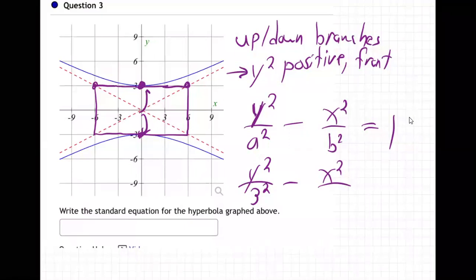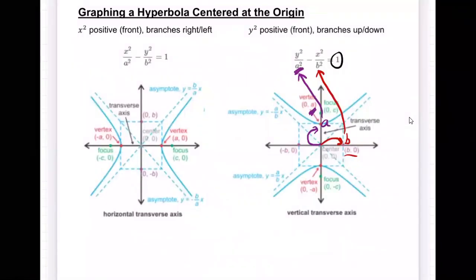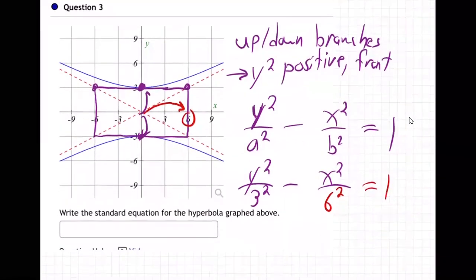Okay, well, why is that so important? Because then we can find our x. Remember? How far to the right? 6. So this is 6 squared. And we've got it. You see what I just did there? So one more time. I looked and I said, okay, the branches are up, down. So y squared in the front. Y is up, down. And however high to the top of the box, that squared goes under y because y is up, down. However far right to the edge of the box, that goes under x because x is right, left. And so once I knew the box, that was a piece of cake. Up 3, 3 squared under y, right 6, 6 squared under x. Done.